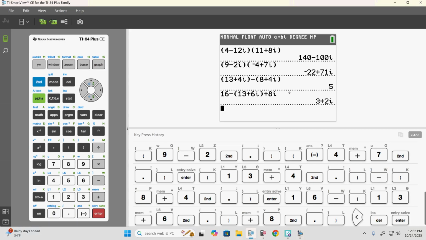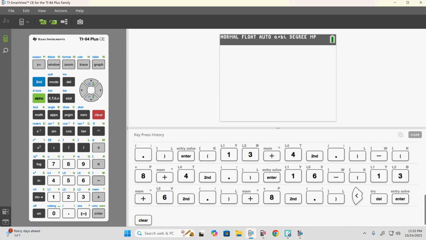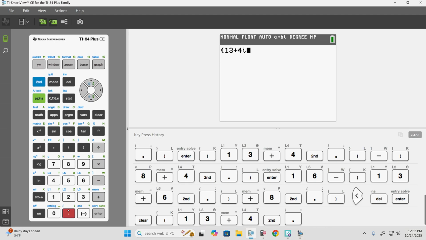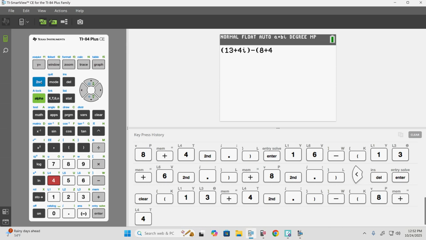Now, the nice thing with addition and subtraction is the TI-84 Plus will calculate with i. We can actually plug it in as the expression states, and it will simplify for us. It will do it for us.